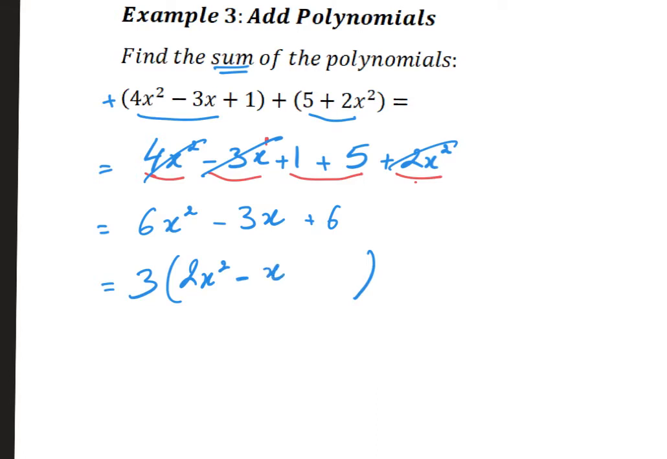And 3 goes into 6 twice, so it's going to be 2, because 3 times 2 is 6, and 3 times negative 1 here is negative 3, and 3 times 2 is 6. So we don't need to write the 1 by default.